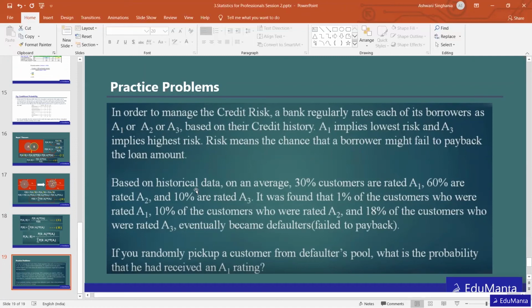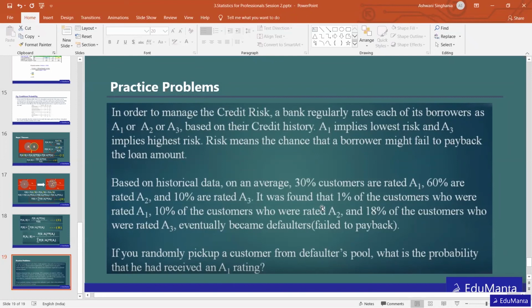So based on historical data, on average, 30% of customers are rated A1, 60% are A2, and 10% are rated A3. So maximum people are being rated as average risk, whereas for A3, 10% of the people are at the highest risk of defaulting, and 30% are considered the safest customers. Adding up all three, 30, 60, and 10 add up to 100%.